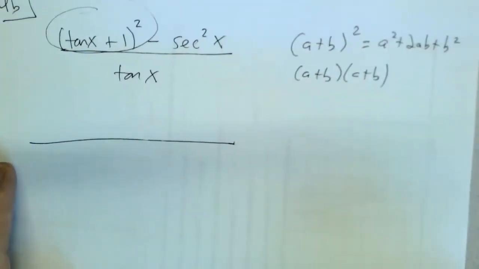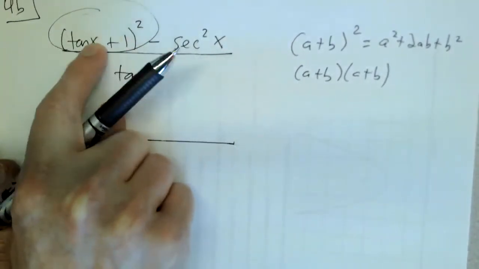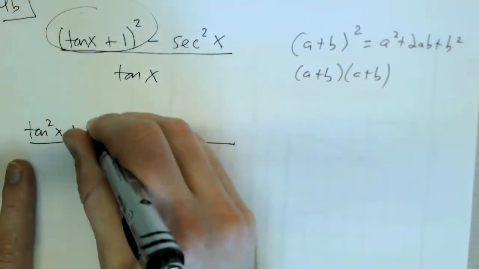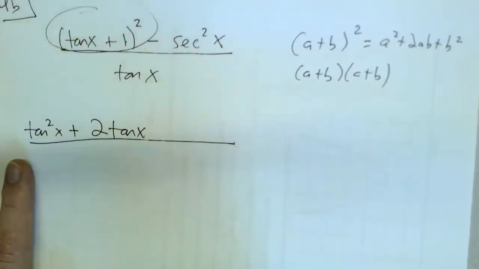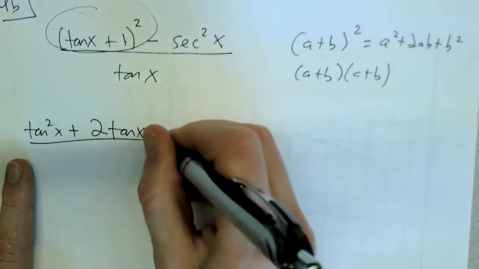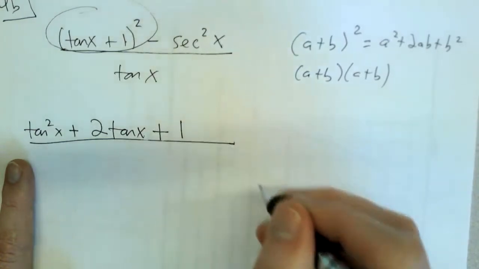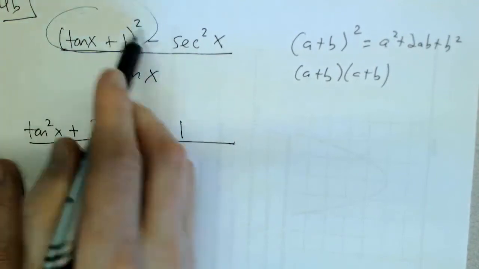You don't have to know it because you can always just do it manually. But if you know that, you're going to save yourself some time. Anyway, that's what I got here. If you multiply this out carefully, you're going to get tan squared x plus 2 copies of this times this, which is just 2 copies of tangent, plus this thing squared, namely plus 1 squared, which is just 1. Those 3 terms are what you'll get if you carefully multiply this first thing out.